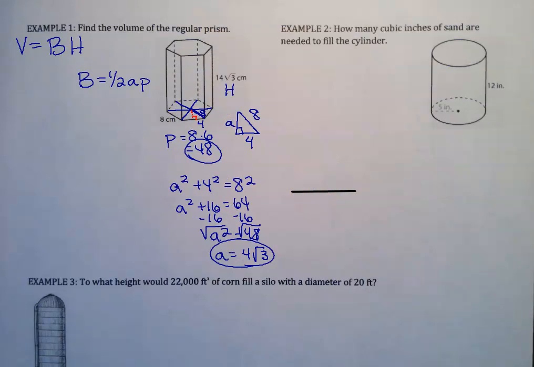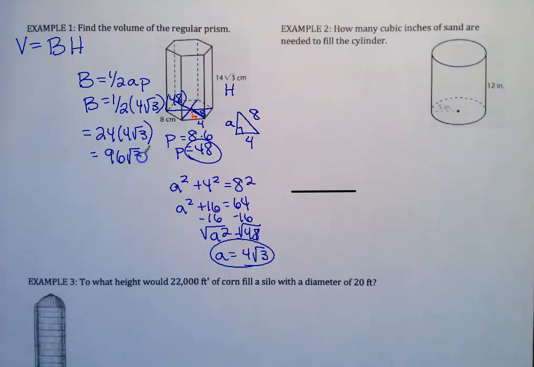All right, so now we have the apothem and we have the perimeter up here. So now we can find our base finally. So 1/2 of 4 times the square root of 3 times 48. What's 1/2 of 48? So we're going to have 24 times 4 times the square root of 3. What's 24 times 4? 96. Okay, so then this is just 96 times the square root of 3, is our base.